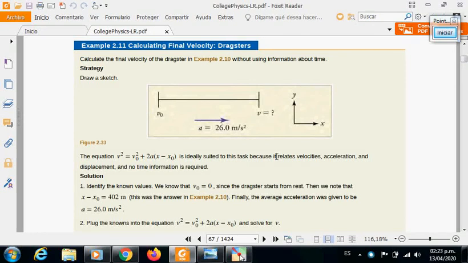Today I'm going to help you with one exercise from the acceleration topic. So this time we're going to work with example 2.11, which says: calculate the final velocity of the dragster in example 2.10 without using information about time.